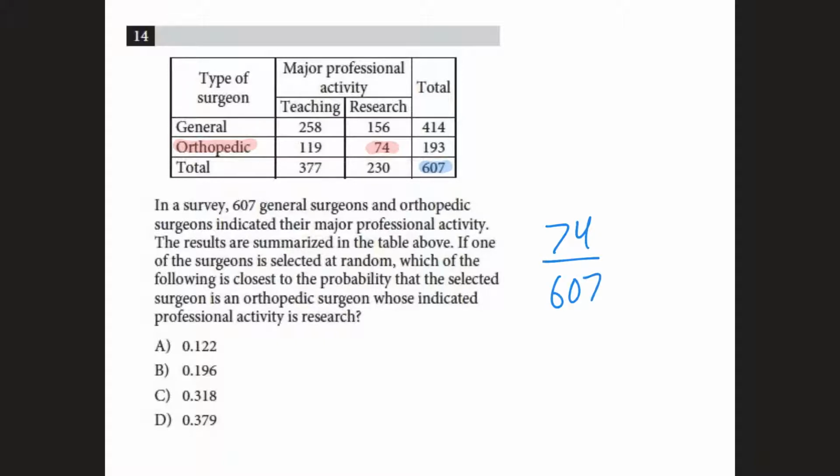And then we would want to simplify that into a decimal. I'm going to go to my calculator. 74 divided by 607. That's going to be equal to approximately 0.122, rounded to thousandths. And that is our answer, A.